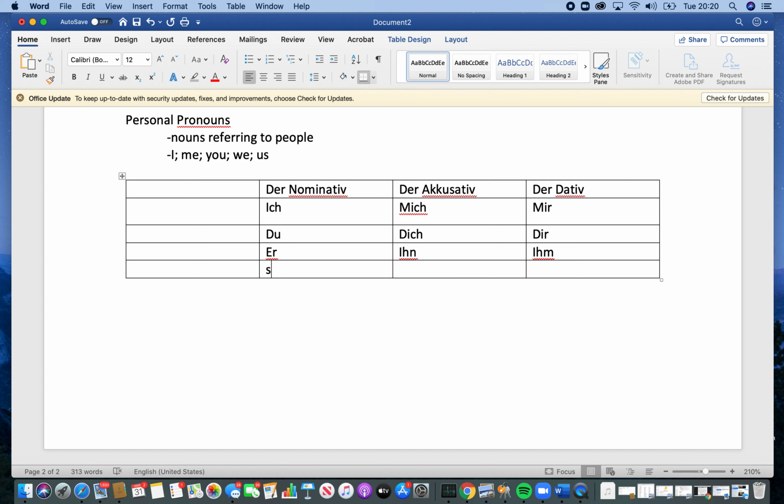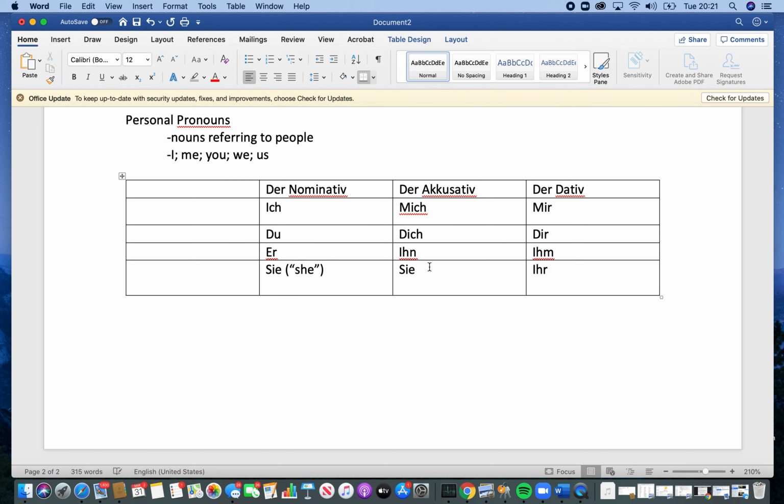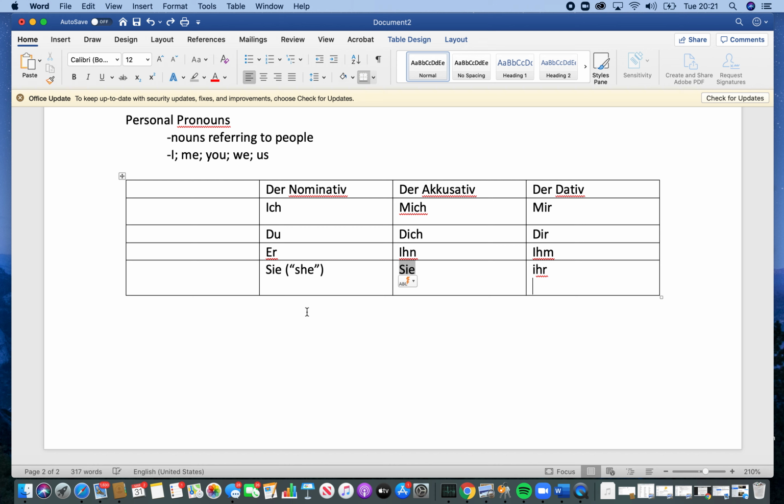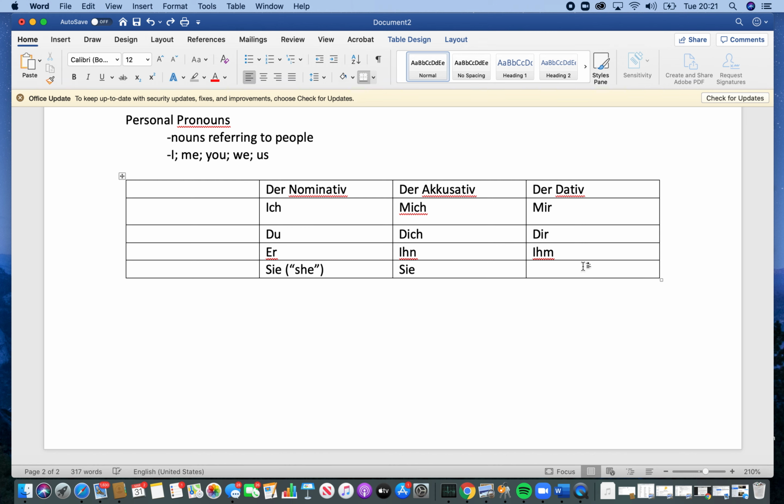So er, sie, we'll say this is she. We have a few different sie's. Wieder mal sie. Ihr. Ich tanze mit ihr. I was hoping it would automatically add a new row, but no such luck.